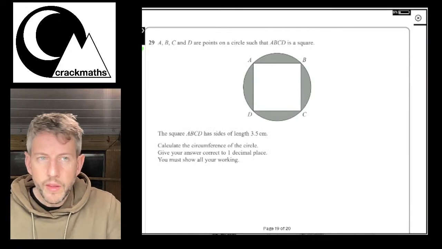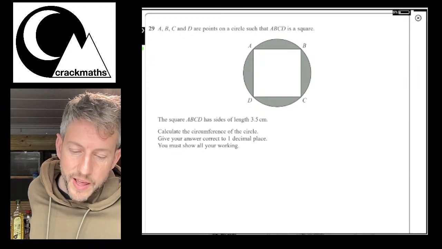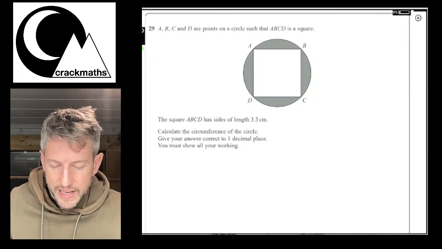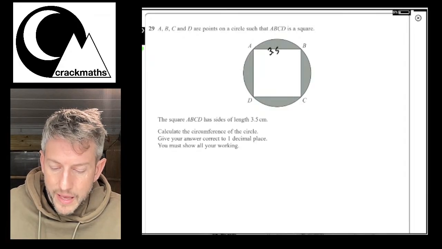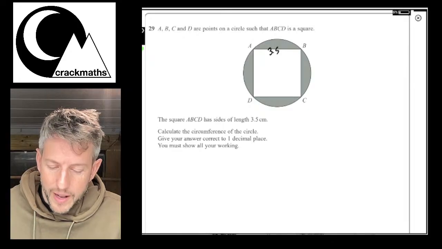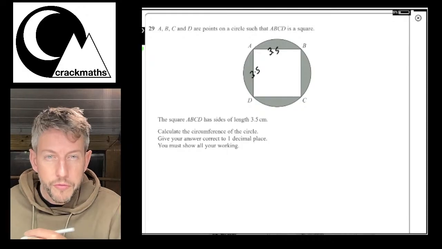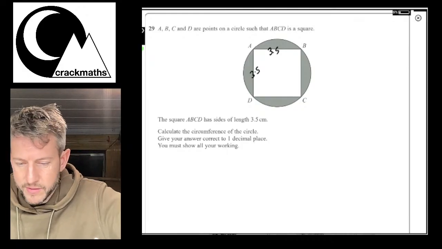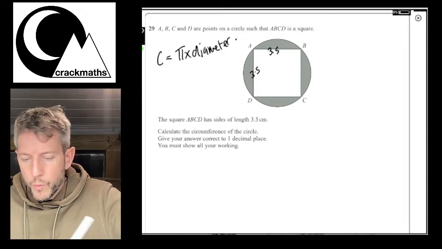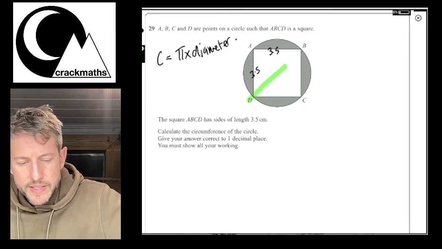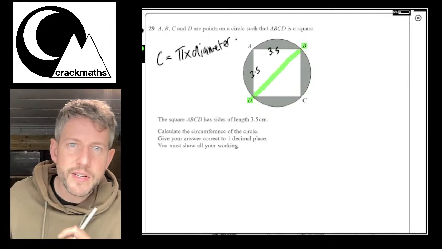Okay, right. Question 29. A, B, C, D are points on a circle such that ABCD is a square. The square has side lengths of 3.5. Calculate the circumference of the circle. Give your answer to 1 decimal place. Okay, this is a square, so all sides are 3.5. Now, to find the circumference, we do pi times diameter. We don't have the diameter. The diameter is the distance from corner to corner of this square. This is the diameter here.